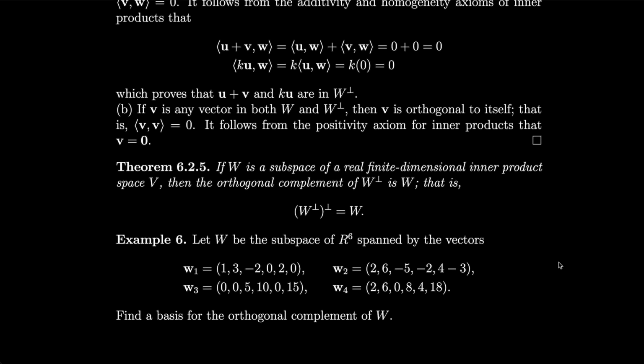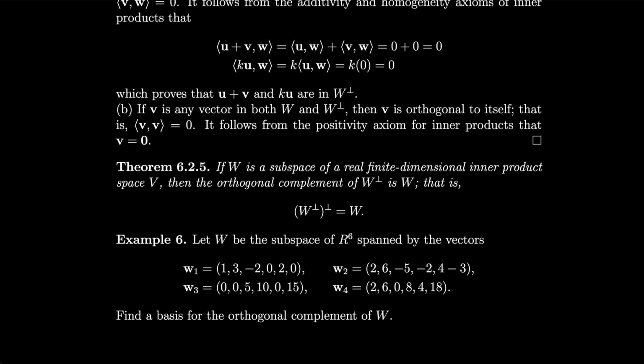If W is a subspace of a real finite dimensional inner product space V, then the orthogonal complement of W perp is W. Not super surprising, the perp kind of cancels out. So we have W perp perp equals W.